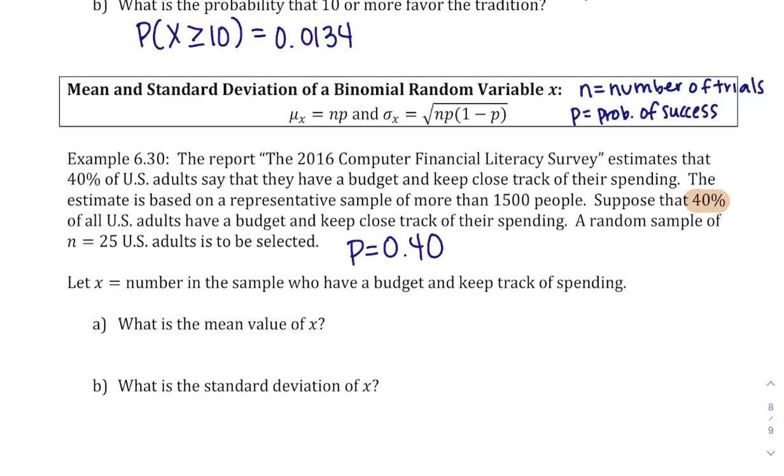And let's say that we take a random sample of 25 adults. How many would we expect out of that group of 25 to have a budget and keep close track of their spending? Well, it's going to be the number of trials. So mu here is going to be the number of trials times the probability of success. So we would expect about 10 in our group to have this budget.